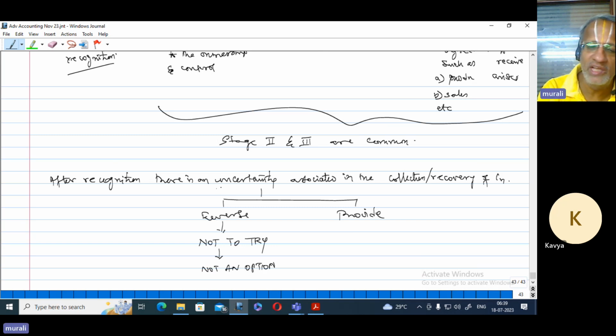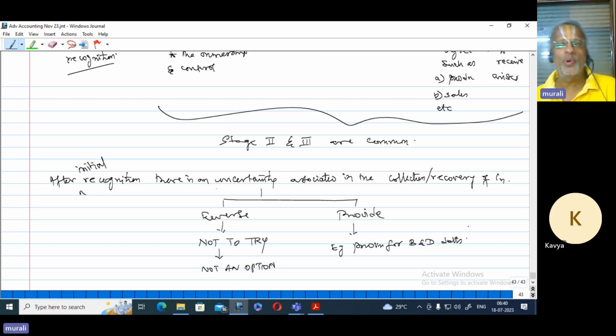When there is an uncertainty associated after initial recognition in the collection or recovery of consideration, do not try this option at all. Reversing is not possible. You have to provide. For example, provision for bad and doubtful debts. You are expected to provide in your profit and loss account regarding the uncertainty associated, and do not reverse the entry that you pass for recognition. Once passed means it is passed.